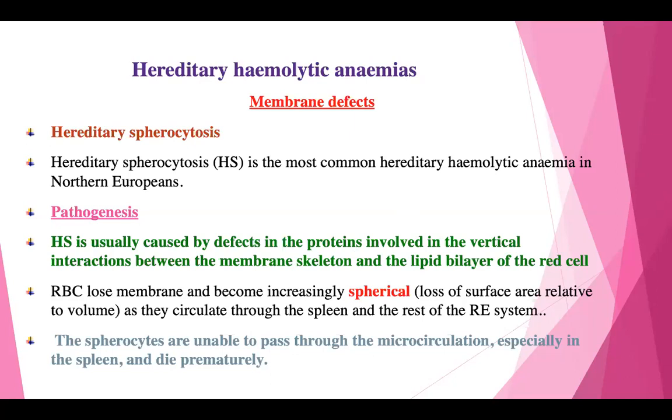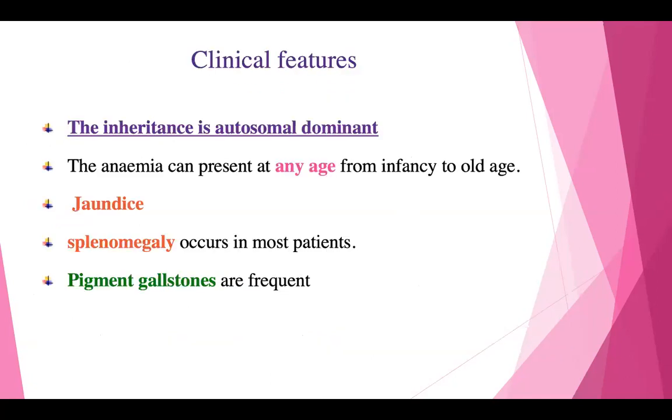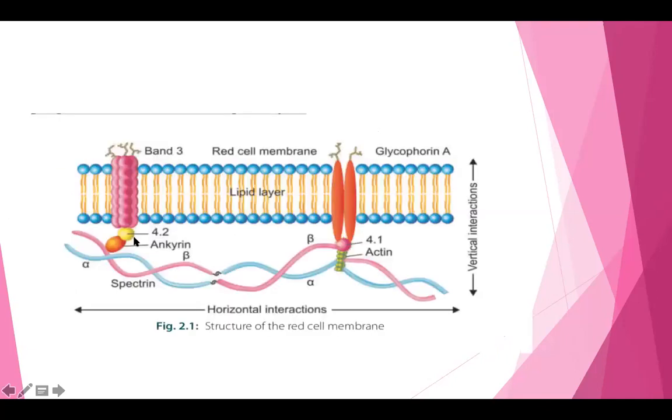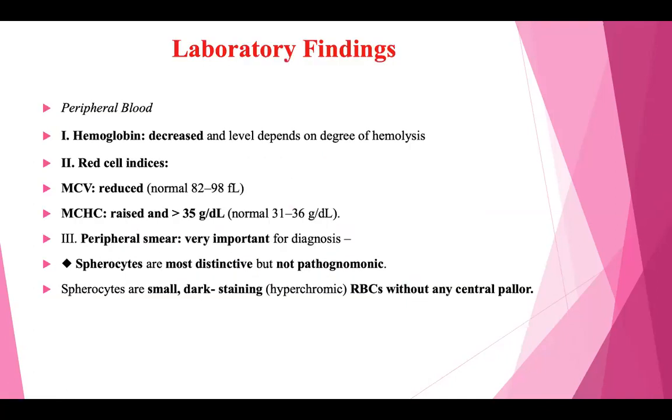فهذه السيل من تفوت بالمايكرو بلاد فيزلز خاصة بالسبلين راح يستحشر ويصير بها destruction و crushing as they pass through the microcirculation. The mode of the inheritance is autosomal dominant and the anemia might occur at any age with the jaundice, splenomegaly and pigmented gallstone. And this is the vertical interaction and this is the horizontal interaction. وهذه هي الدعامة if it is lost راح تسوي لي disfiguring of the red blood cell morphology.